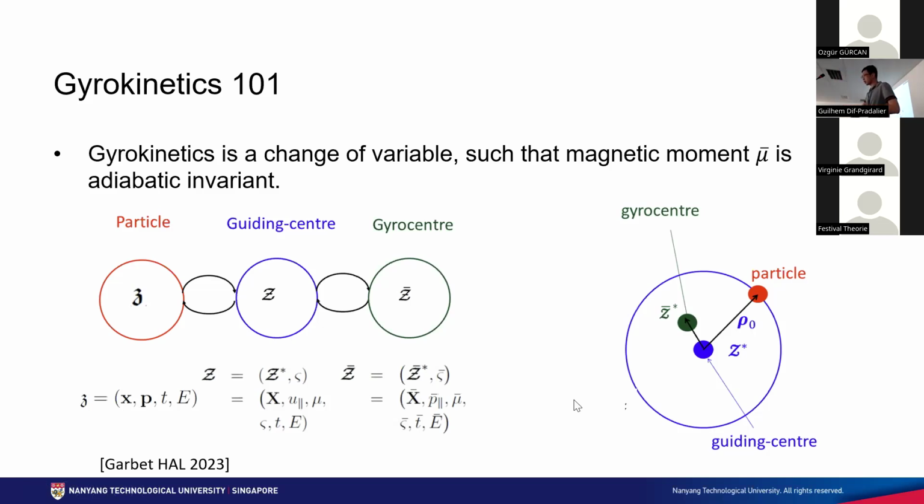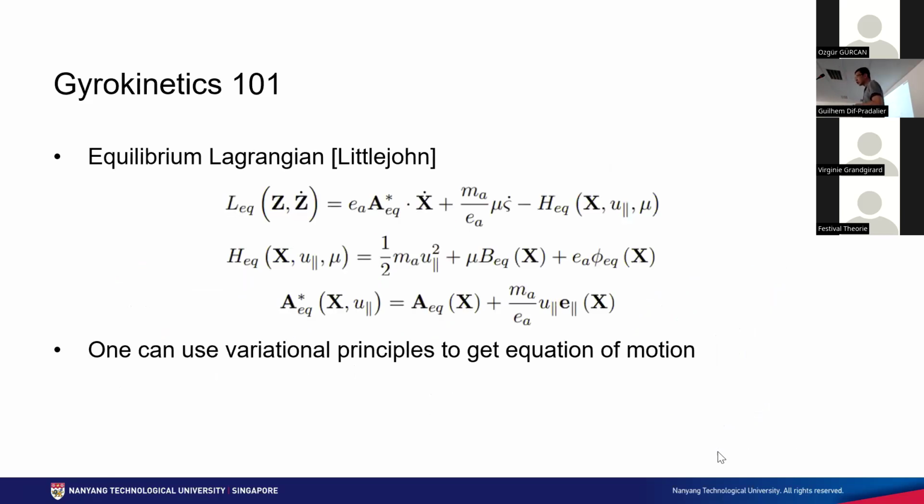On the right-hand side is a plot that I took from Xavier's paper to show you the difference between the particle, which is the red dot going around, and the guiding center, which is the blue dot, the center of the orbit, and also the gyrocenter. The gyrocenter and the guiding center are not exactly the same. They are displaced, due to polarization. But basically, you can view it as a way to transform the coordinate into a guiding center or gyrocenter coordinate.